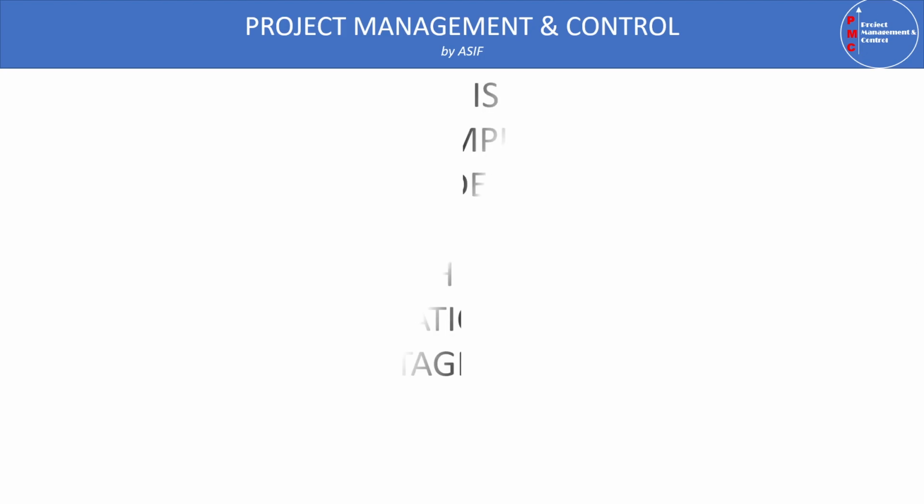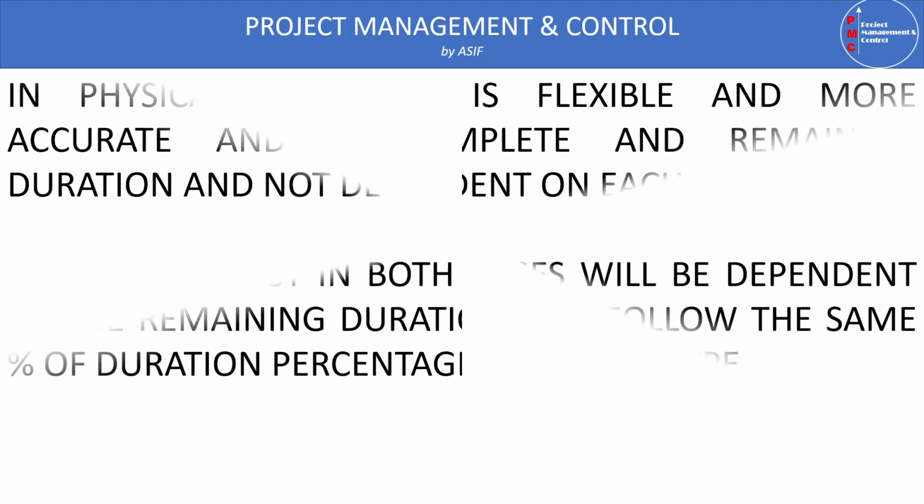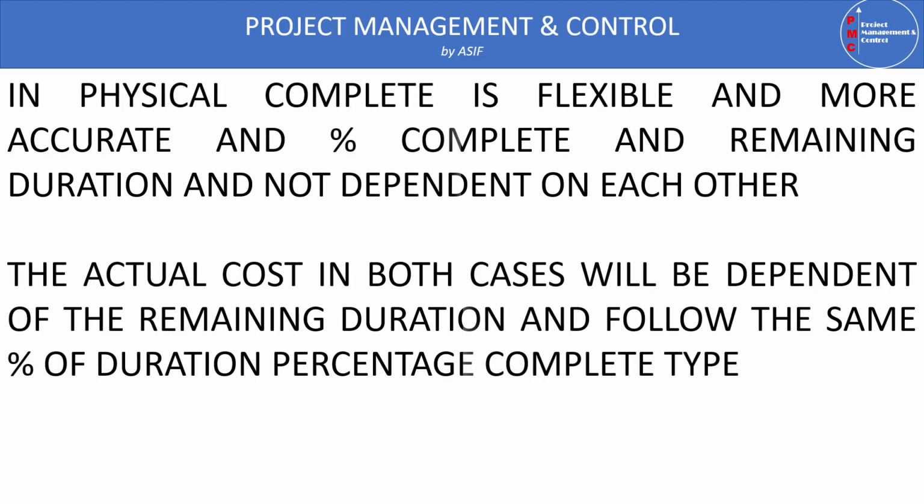On the other hand, the physical percentage complete type is considered more flexible and provides more control to the planners, because with this type, the percentage complete and the remaining duration are in our hands to decide.